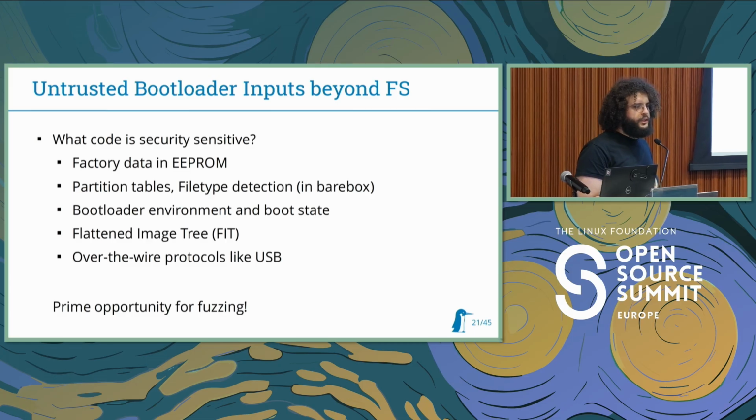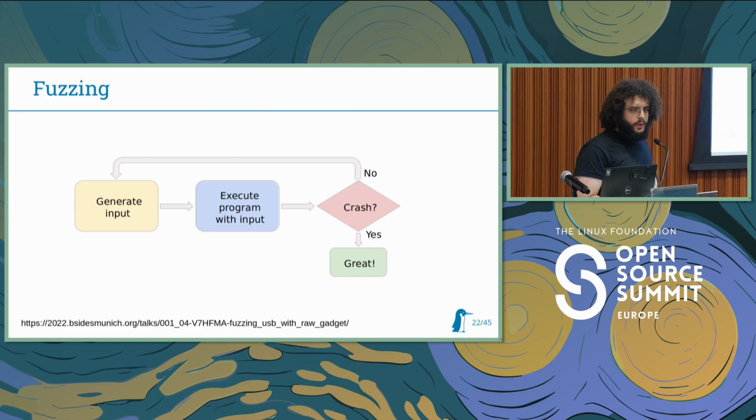But let's ignore USB for now. There are a lot of parsers, and there is a very powerful mechanism for finding memory safety issues in these in the first place, which is fuzzing.